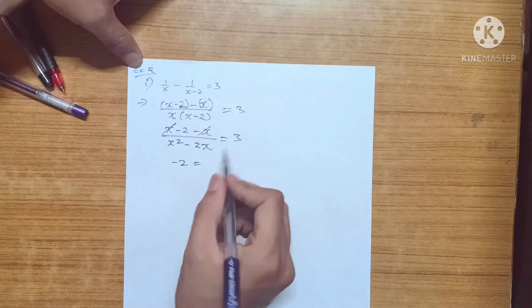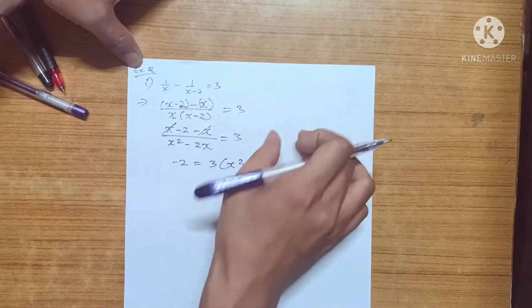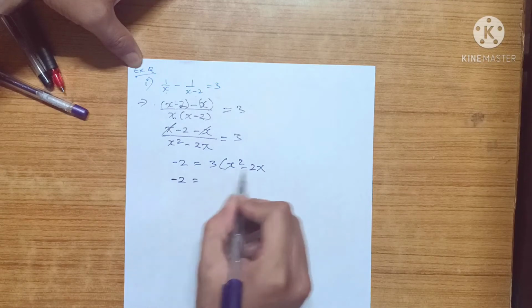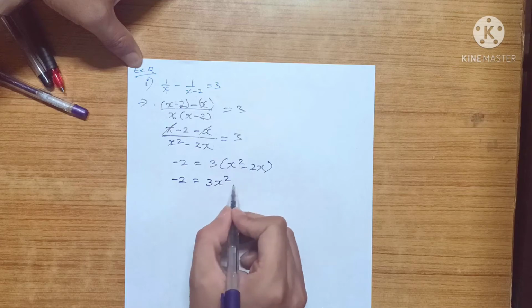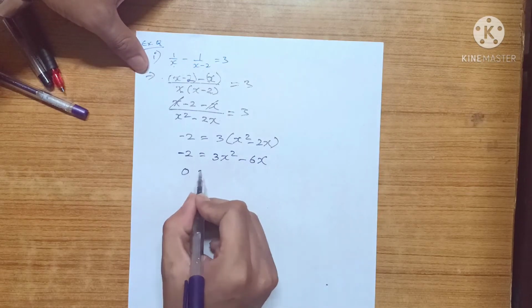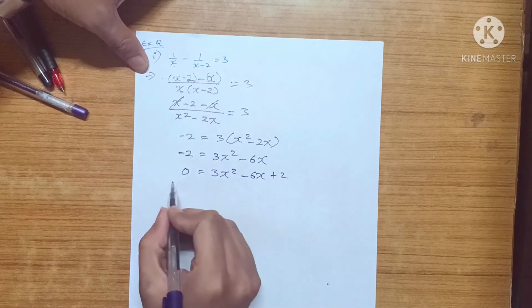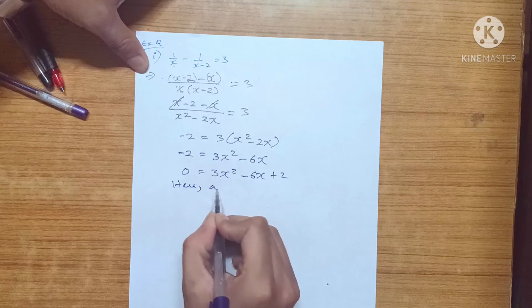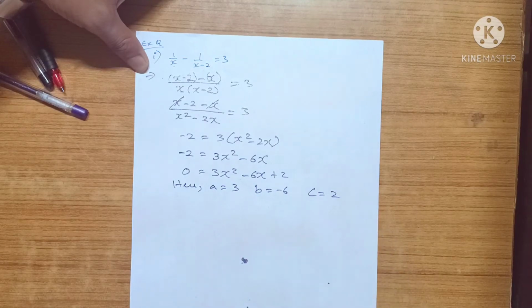Here if I take both the terms and multiply, it'll become something like this because both will go up and multiply. Now if I open this bracket again, 3 into x squared is 3x squared, 3 into 2 is 6x. So minus 2 goes to the side, it will become 3x squared minus 6x plus 2. Here a equal to 3, b equal to minus 6, and c equal to 2, right?